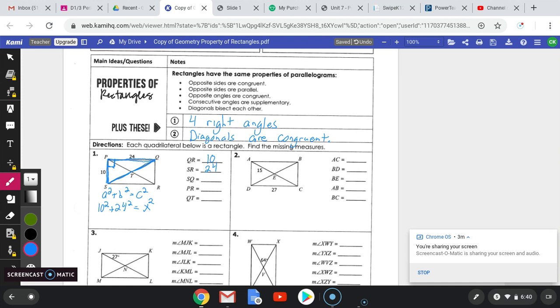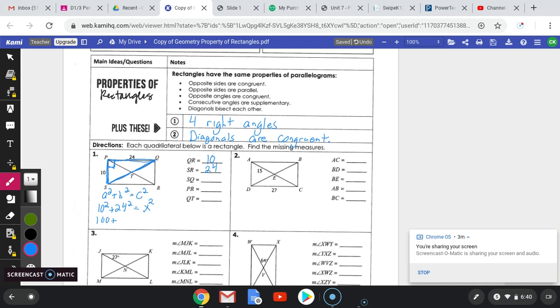And then it's just a matter of solving for x, or SQ. So 10 squared is 100. 24 squared is 576 equals x squared. I add them both together, I get 676. And then take the square root of both sides. Most of the time you're not going to get a perfect square. In this case you do, because when I take the square root of both sides, I get 26. Just realize that most of the time you're going to get a decimal, and if that's the case, then just round it to the nearest tenth. That's fine. So SQ is 26.